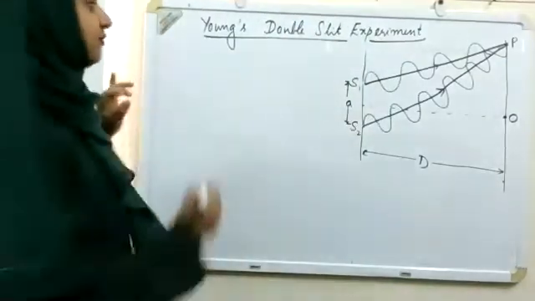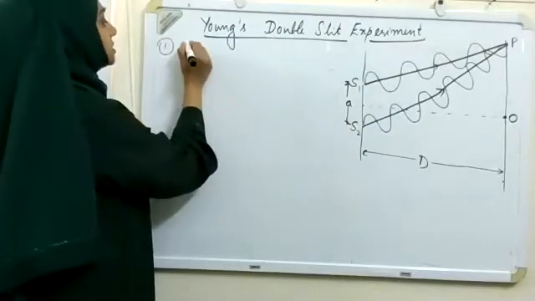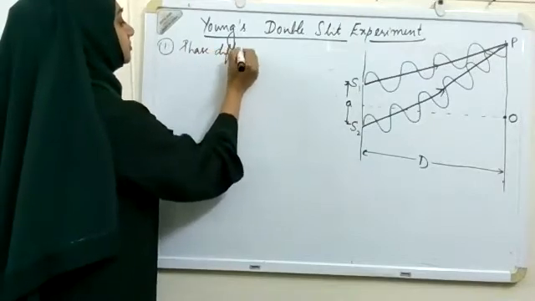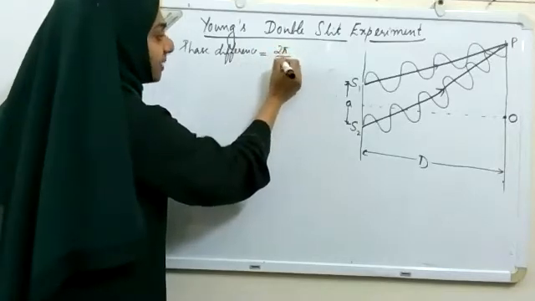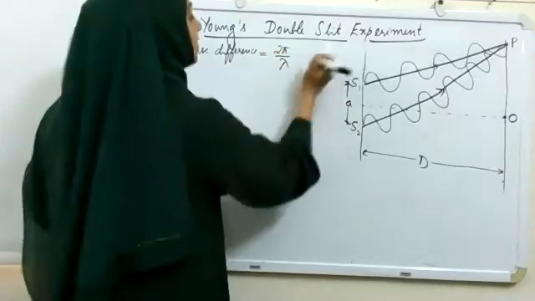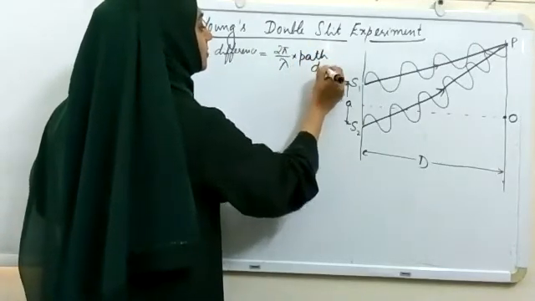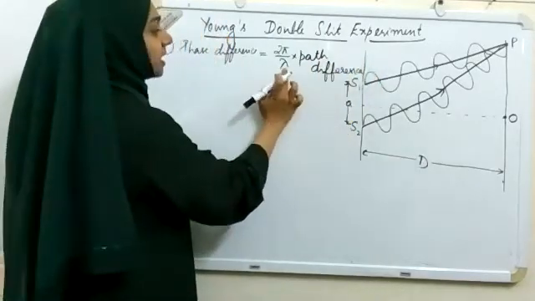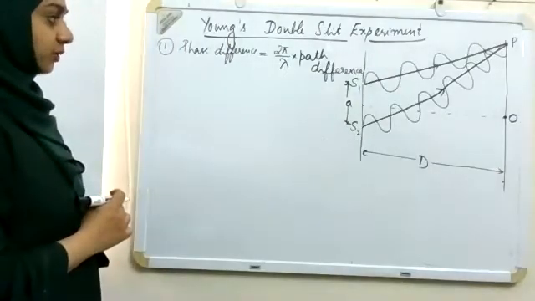So what was the relation? One of the equations which we have derived now is that phase difference is equal to 2 pi by lambda times the path difference, where lambda is the wavelength. So this is an important equation which we will require.